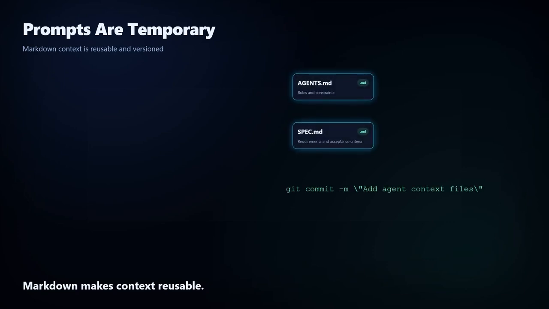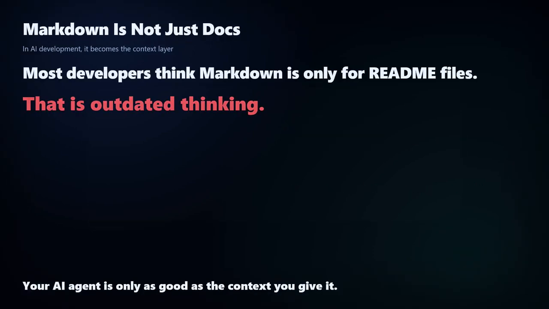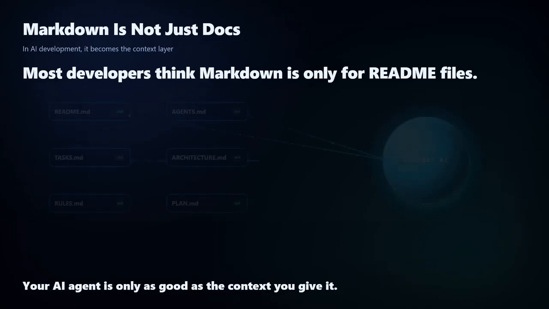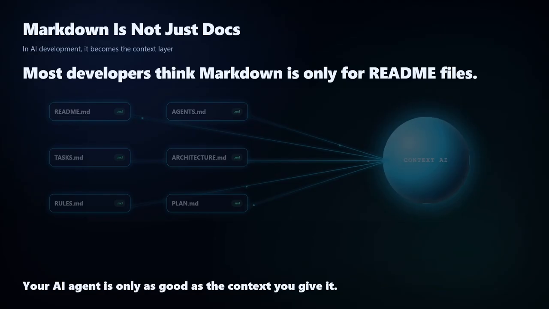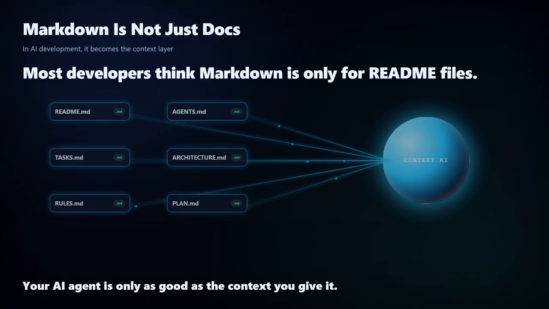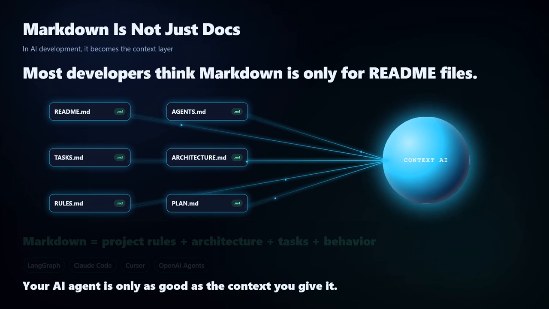What I want you to take from this video is that Markdown is not just for README files anymore. Markdown is becoming one of the most useful formats in AI agentic development, AI assisted development, because it is simple, readable, structured, version controlled, easy to edit, easy for AI agents to parse, easy for humans to maintain. And if you're building with AI agents, you need to stop thinking only about prompts.